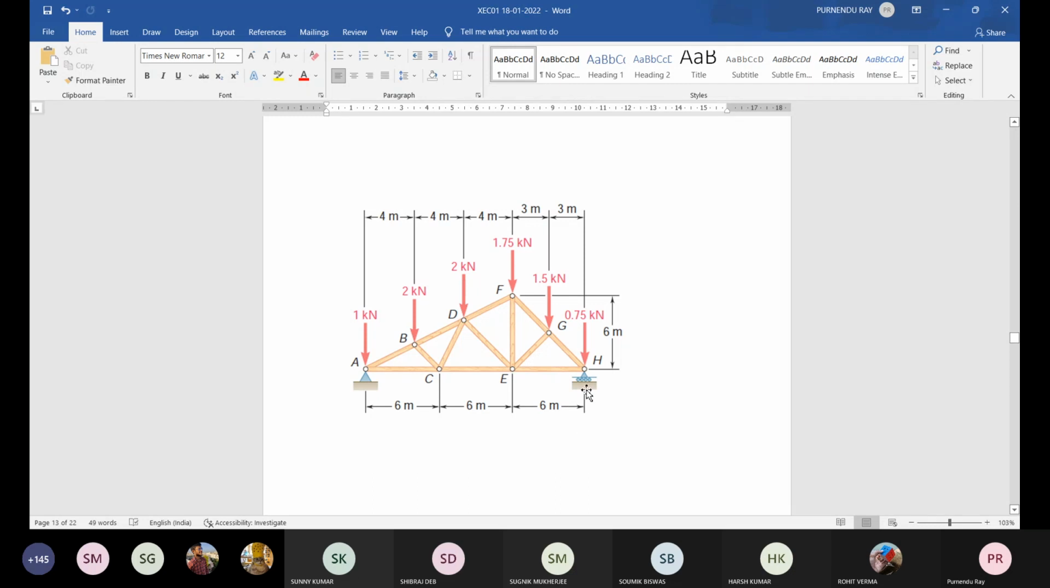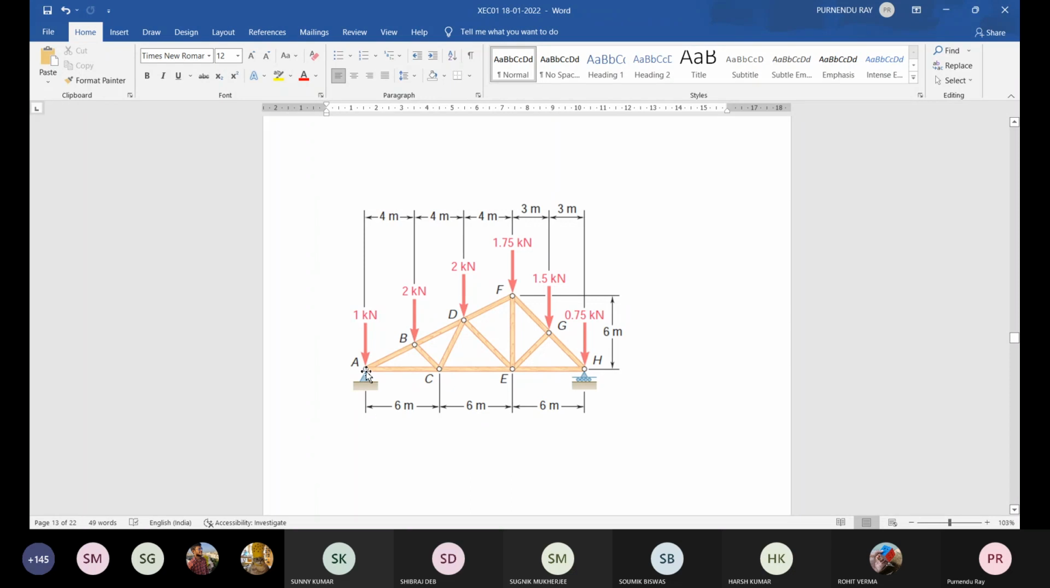This acts anticlockwise. So from that equation, where there is only one unknown, that is the vertical component of reaction at H, naturally it will be only the vertical component because it is a roller. So you can find out that RH. Now there is no RA horizontal component, only RA vertical component, and you can repeat the same process. If you consider H as moment center, then sigma MH is equal to zero will give you 1 kilonewton multiplied by 18 meter anticlockwise, 2 kilonewton multiplied by 14 meter anticlockwise, 2 kilonewton multiplied by 10 meter anticlockwise, 1.75 by 6 meter anticlockwise, 1.5 by 3 meter anticlockwise. There is no contribution because this force is passing through the point H only.